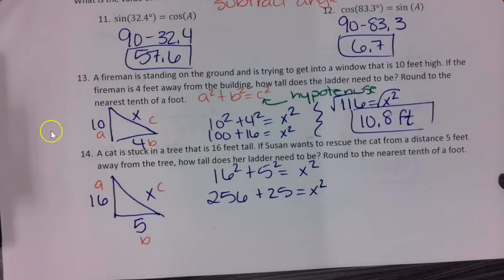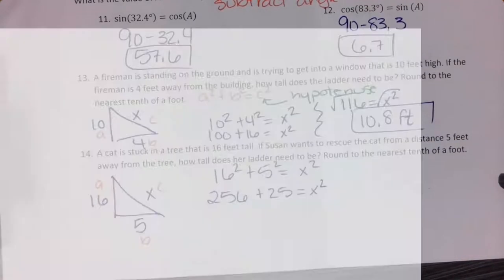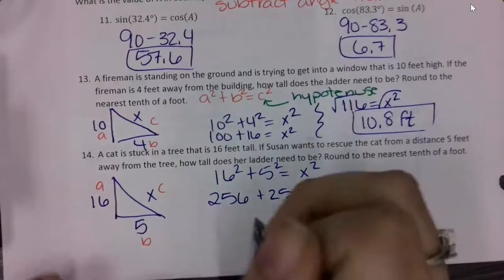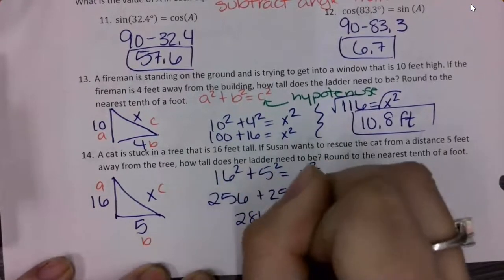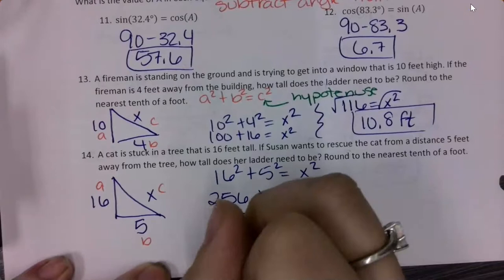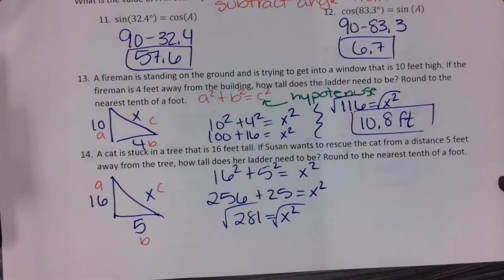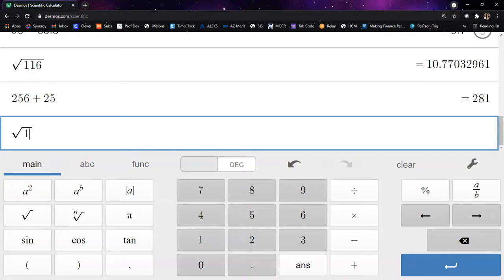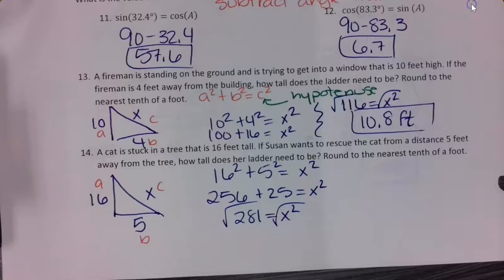Then I want to add 256 and 25, which gets us 281. I want to square root both sides, which gets us 16.8.